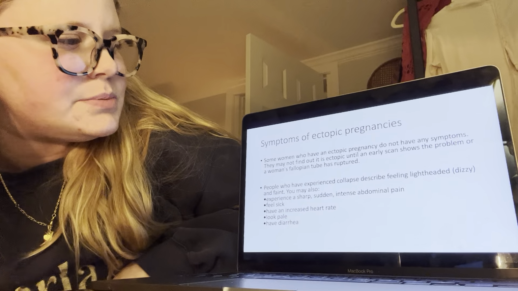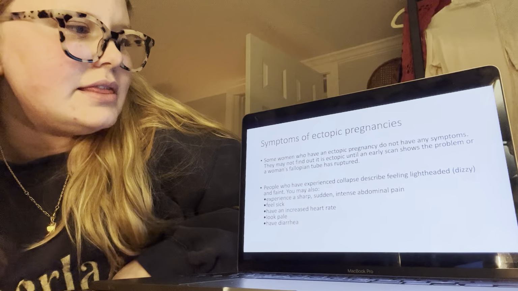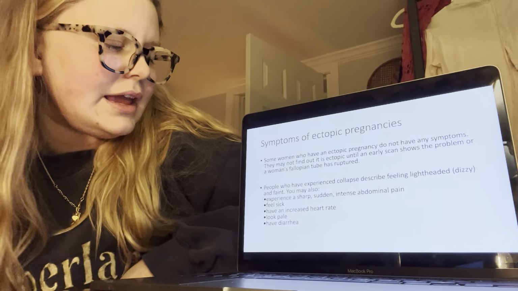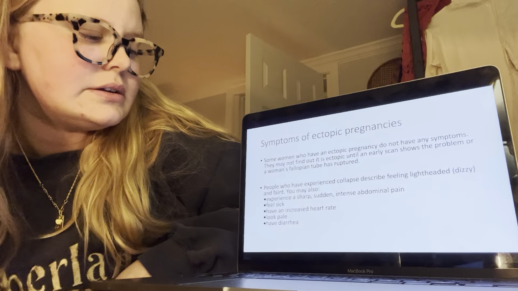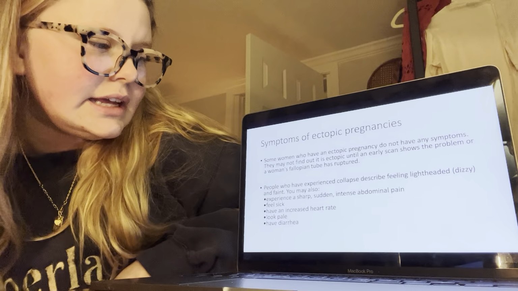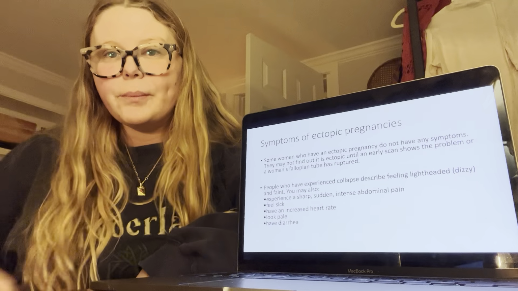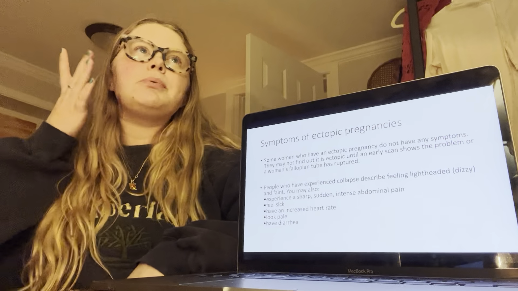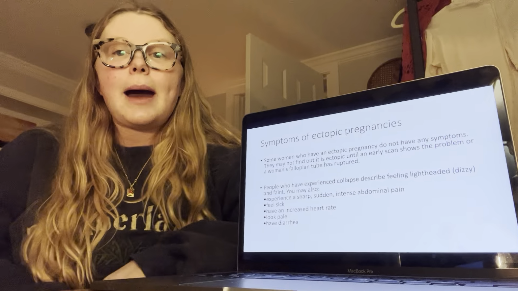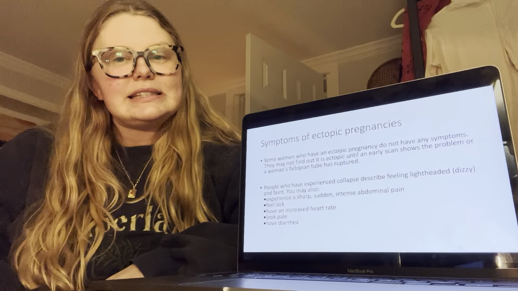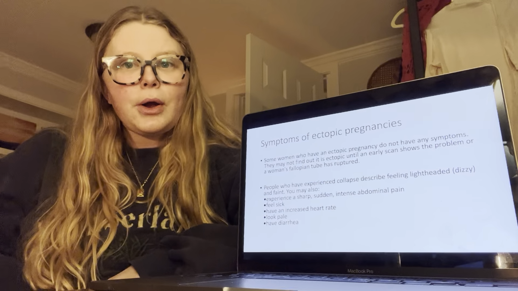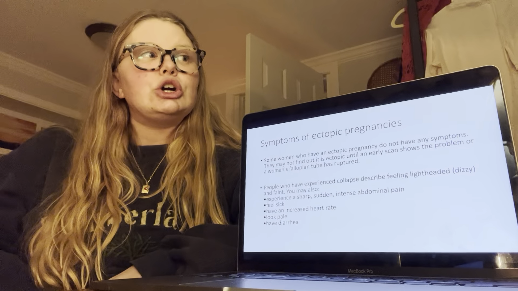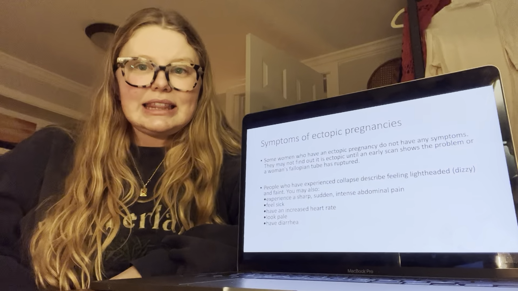So people who have experienced a collapse in the fallopian tube can be dizzy or lightheaded, experience sharp or sudden intense abdominal pain, feel sick, have an increased heart rate, and look pale. So it's going to be pretty evident probably if this happens, because that is the part of this that could be life-threatening. Hopefully it doesn't have to get to that point anymore with the increase of scans and things like that.